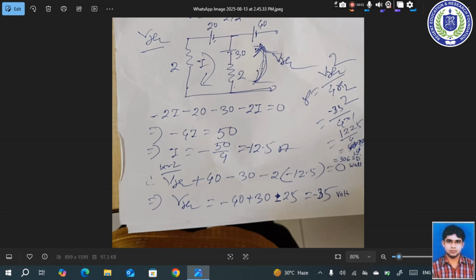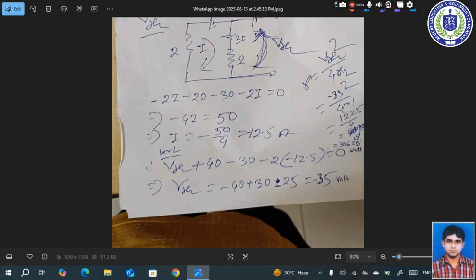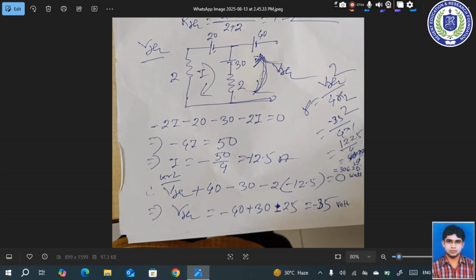So we can write minus 4I equal to 50 and I equal to minus 50 divided by 4. So the current becomes minus 12.5 ampere. So this current is calculated. And again, consider the right hand side loop. When we consider this right hand side loop and apply KVL again, we can write this VTH, and according to direction, this VTH is positive.